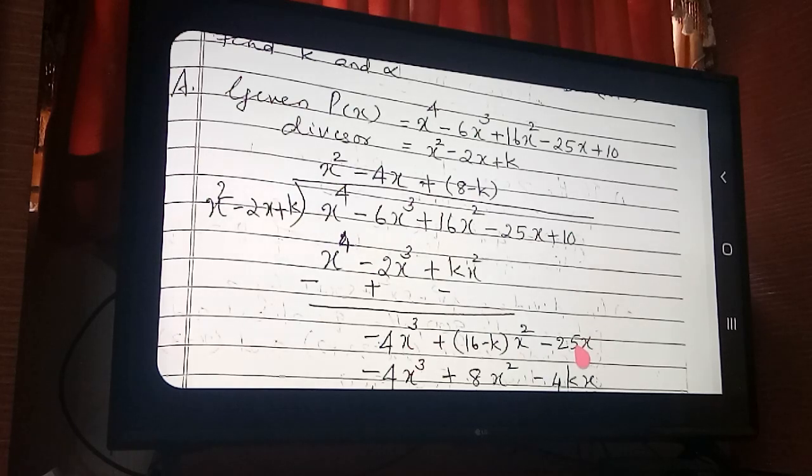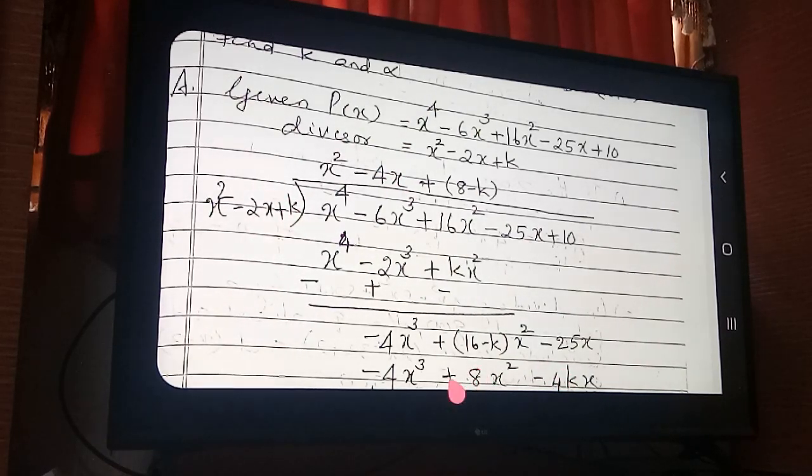So now total how many terms came? 3 terms. As usual, first term by first term. Minus 4x cube by x square, how much will come? Minus 4x. You take a separate paper and divide and see, so you also do along with me, and you will not have confusion. Minus 4x into x square, minus 4x cube. Minus 4x into minus 2x, how much will come? Both are minus, so plus 8x square. Minus 4x into k, minus 4kx.